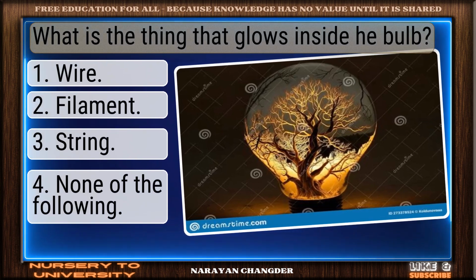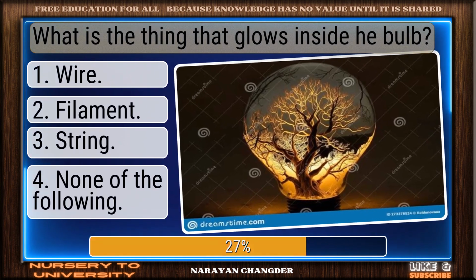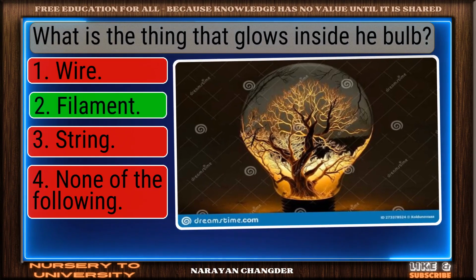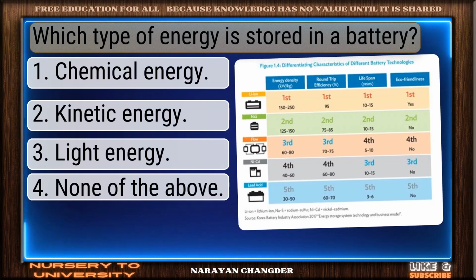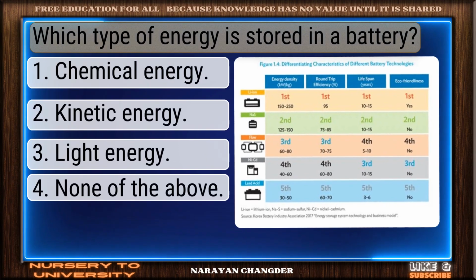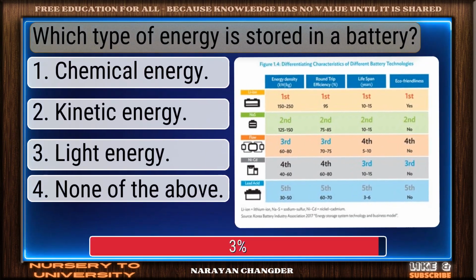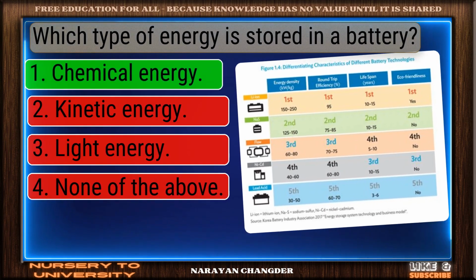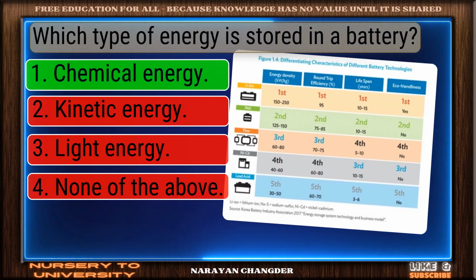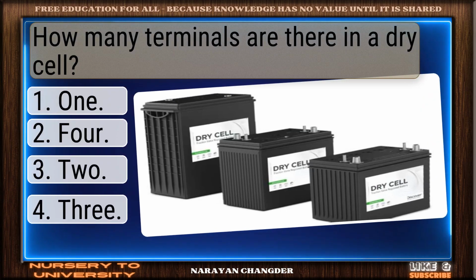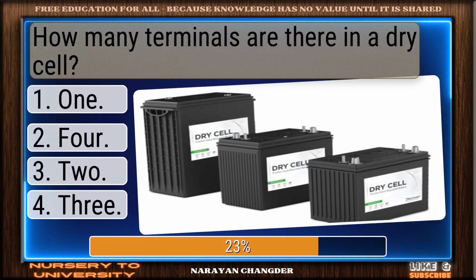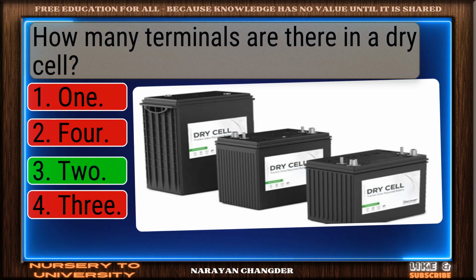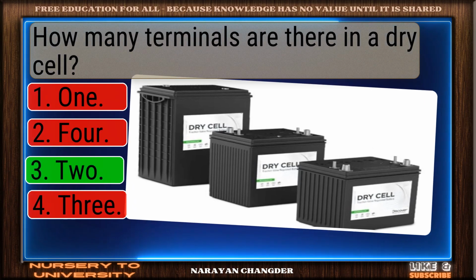What is the thing that glows inside the bulb? You chose filament, and it is correct. Which type of energy is stored in a battery? Excellent choice. Chemical energy is the right answer. How many terminals are there in a dry cell? Nice work. You chose 2, and it is correct.